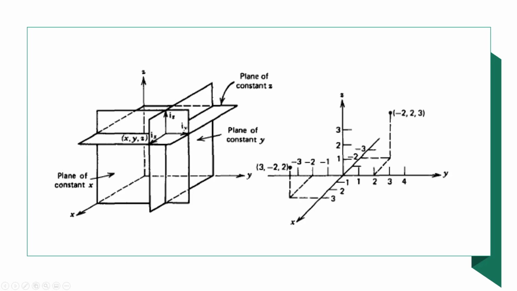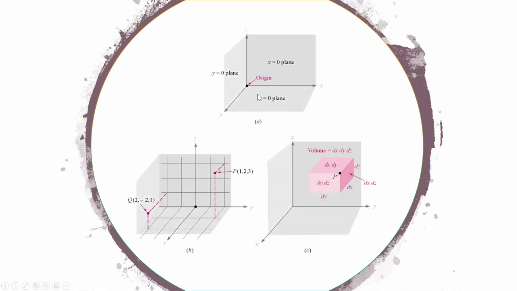Your rectangular coordinate system can represent any point in space. So, for example, the point (-2, 2, 3) simply refers to -2 at x, 2 at y, and 3 at z. The rectangular coordinate system is composed of three perpendicular planes. You have the plane at constant z, the plane at constant y, and the plane at constant x. We have here the origin, which is (0, 0, 0). You have the x plane, z plane, and y plane.